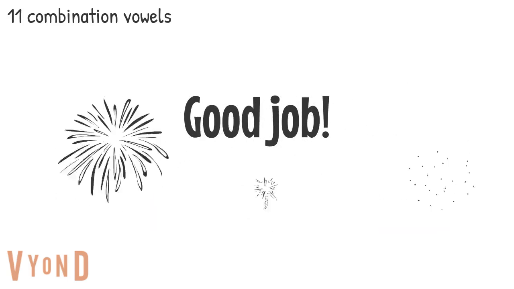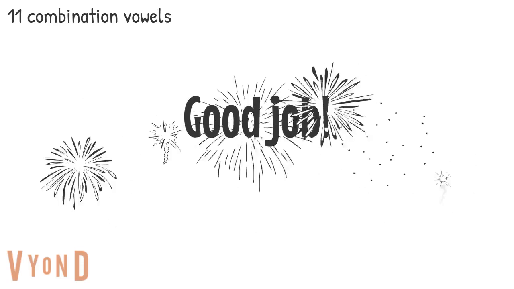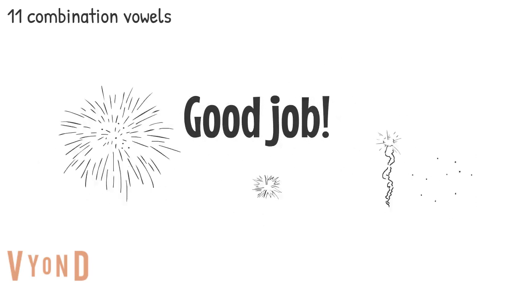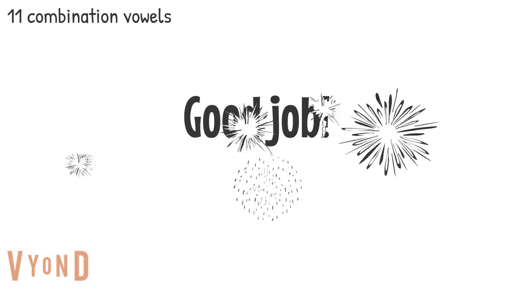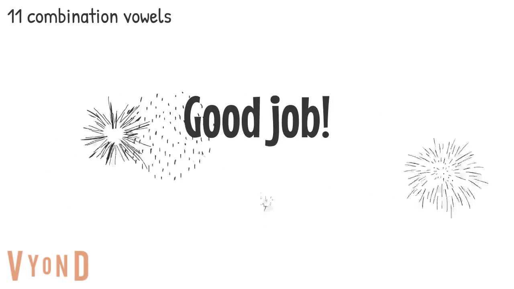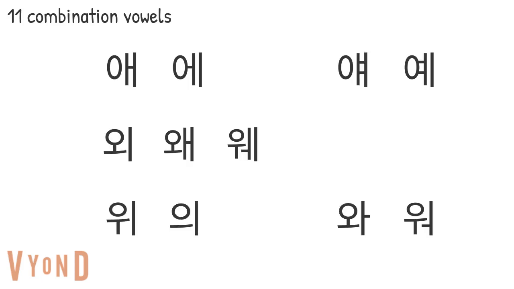Yay! Good job, guys! So those are the 11 combination vowels. I know they can be very confusing, especially for the similar ones, but again, don't worry too much about distinguishing the similar ones. Just know the differences of the sounds that are not similar, and you should be good to go. Let's review them real quick. I'm gonna place the ieung in front of each vowel just for the placement purpose.